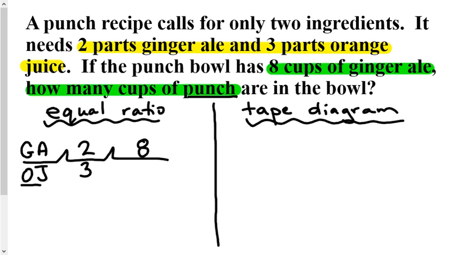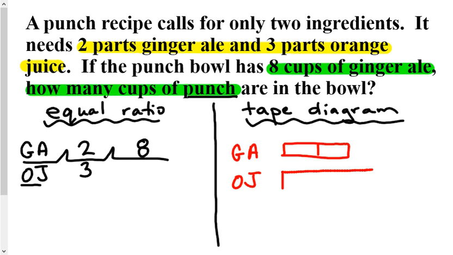One way that really helps with that is to use a tape diagram because we can say the ratio of ginger ale to orange juice is 2 to 3. Now what's really nice about this method is I can see my parts, ginger ale and orange juice, 2 parts ginger ale, 3 parts orange juice, but I can also see the whole. The whole is 5 because I put the 2 parts ginger ale and the 3 parts orange juice together, that makes 5. Now, I can solve this by looking and saying if the punch bowl has 8 cups of ginger ale, so this has to stand for 8, then how many cups of punch are in the bowl?